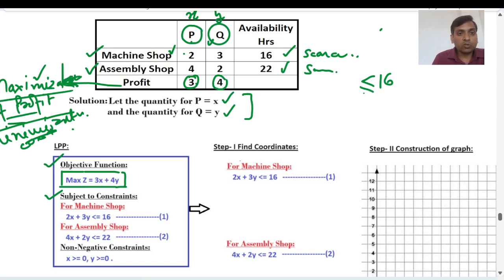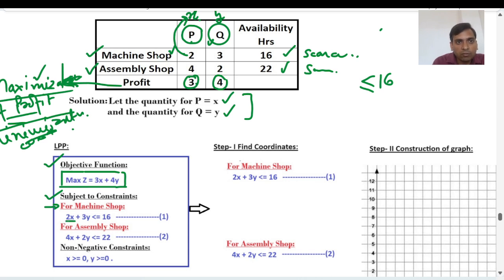But we are producing two types of product. First is product P and second is product Q. So first we are talking about the machine shop. For this machine shop, for product P we are considering quantity X. So quantity X we are producing, and each unit takes 2 hours on the machine shop. So to produce X quantity of P on the machine shop, it will take 2 into X time, 2X.